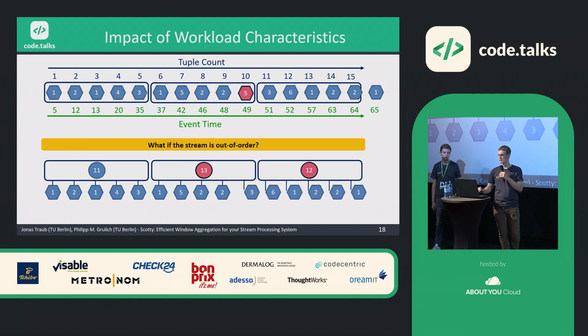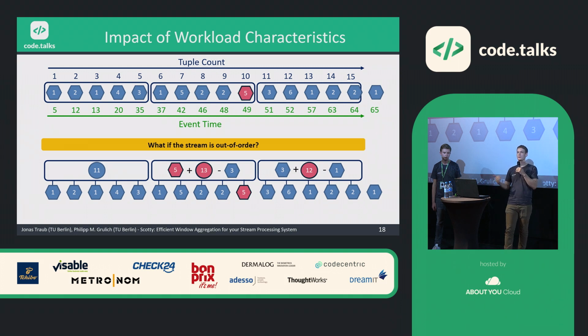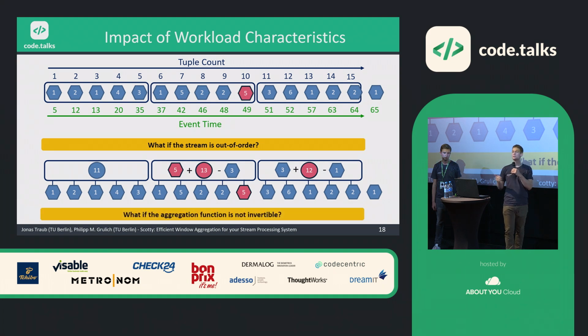So here we can do an incremental update, moving the 5 here, and then computing 5 plus 13 minus 3, and 3 plus 12 minus 1. This is all fine as long as your aggregation function is invertible, so the plus you can easily do the minus and thereby shift the results as needed. But what if the aggregation function is not invertible?